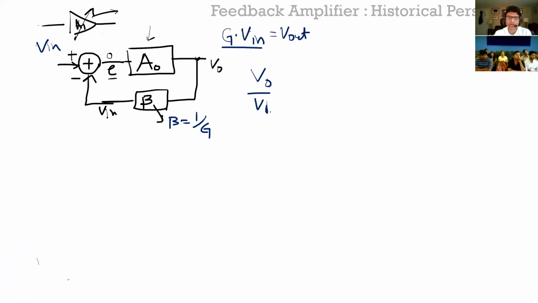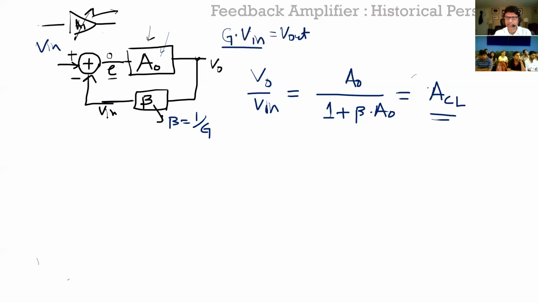So if you write V out over V in, now you take from output to input with this entire feedback, you write the algebra for it, you're going to get this expression, basically A naught over 1 plus beta times A naught, right? And this is what we call the closed loop transfer function. The A naught is the open loop transfer function of this amplifier, and we put this attenuator in a negative feedback, and we call this the closed loop transfer function. And this closed loop transfer function, we want whatever desired gain, G, that's what we want here, all right?